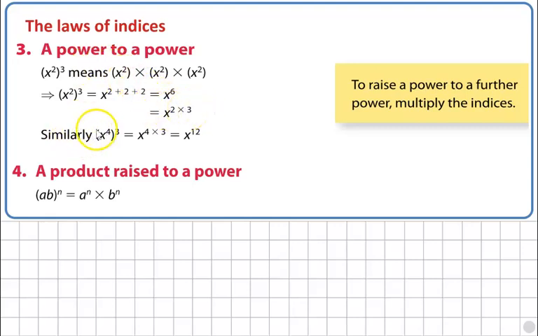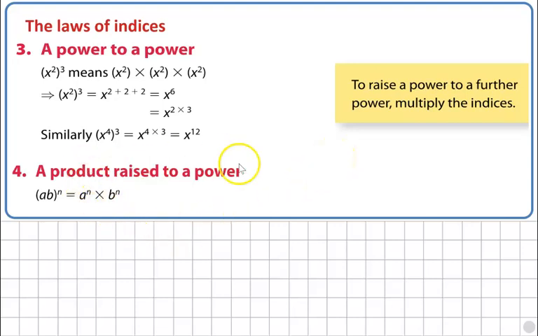So similarly, x to the power of 4 raised to the power of 3 is going to be x to the power of 4 multiplied by 3, which is 12. So raising a power to a higher power, we multiply the powers. Or raising a power to a further power, we multiply the powers, or we multiply the indices.